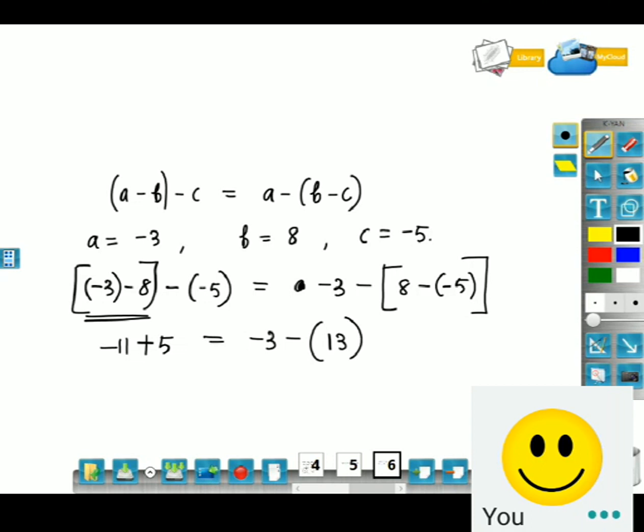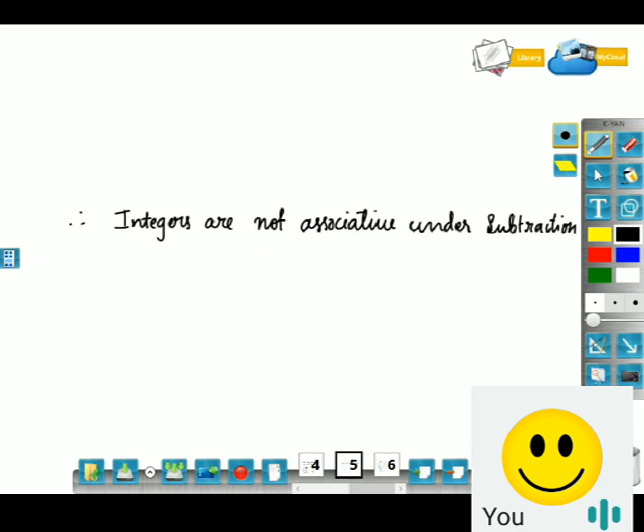So now -11 plus 5 will be -6, is equal to -3 -13. Both are negative numbers, we add and put the same sign. It will be -16. Now on the left hand side of the equation we are getting -6, and on the right hand side of the equation we are getting -16. So are they equal? Obviously, they are not equal. So if they are not equal, that means integers are not associative under subtraction.